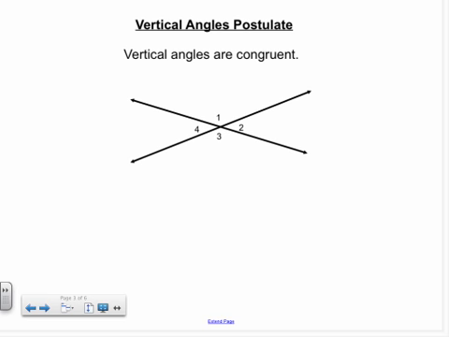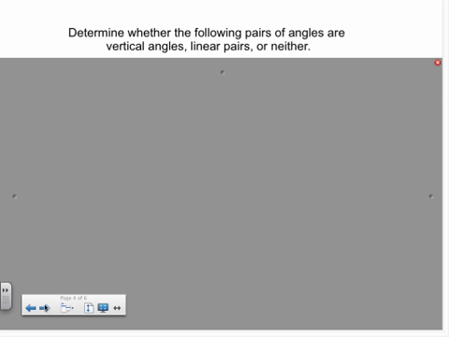Then for this picture, I could write that angle 1 is congruent to angle 3, or that the measure of angle 1 equals the measure of angle 3. The same is true for angles 2 and 4. All right, time for some practice. Let's see if you can pick out the vertical angles and linear pairs.